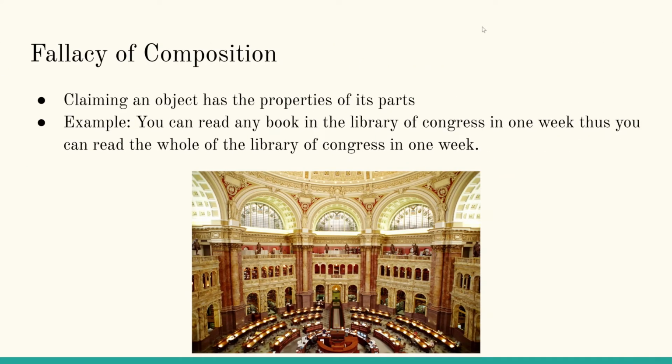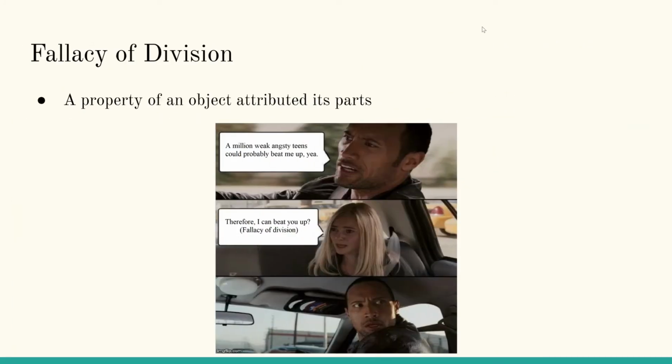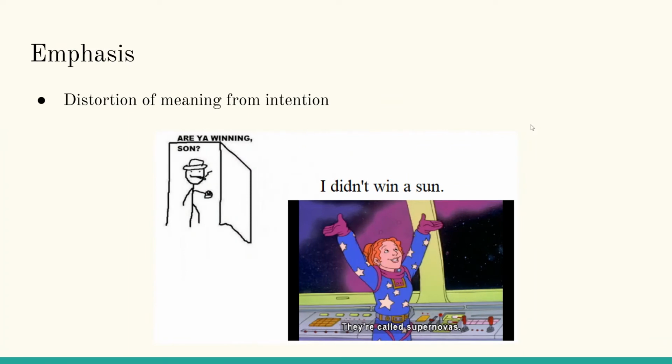When the property of an individual object is mistakenly thought to be a property of a greater whole, this is a fallacy of composition. Similarly, when the property of a class of objects is mistakenly thought to be a property of each of its elements, this is a fallacy of division. In a fallacy of emphasis, the intention of a statement is distorted.